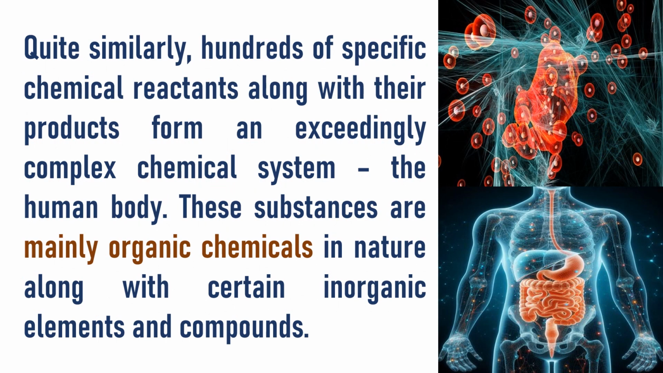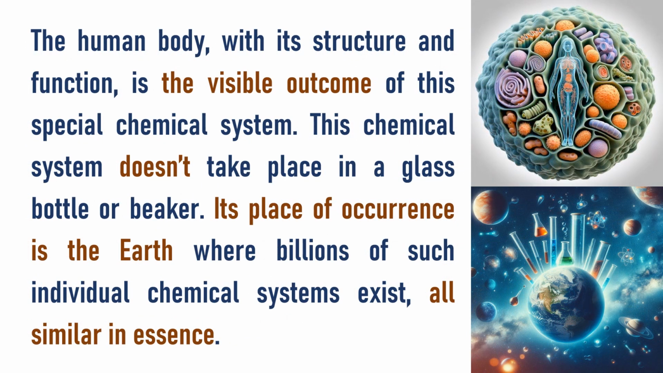Quite similarly, hundreds of specific chemical reactants, along with their products, form an exceedingly complex chemical system, the human body. These substances are mainly organic chemicals in nature, along with certain inorganic elements and compounds. The human body, with its structure and function, is the visible outcome of this special chemical system. This chemical system doesn't take place in a glass bottle or beaker. Its place of occurrence is the Earth, where billions of such individual chemical systems exist, all similar in essence.